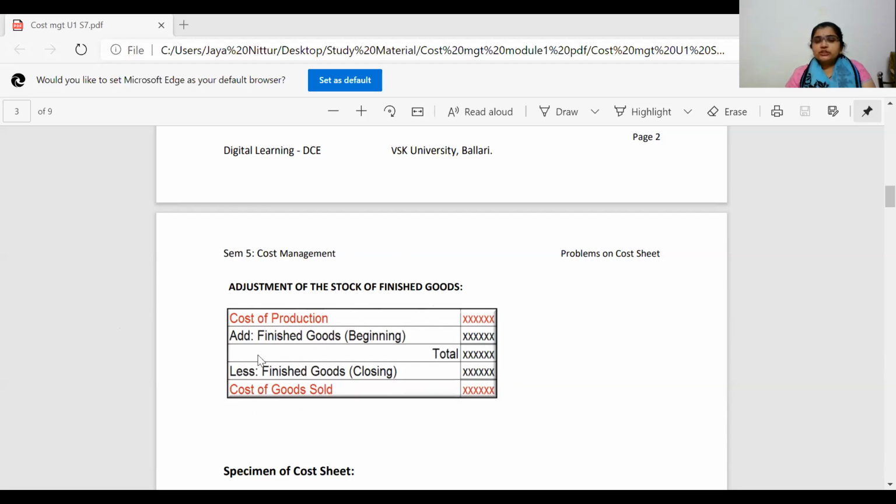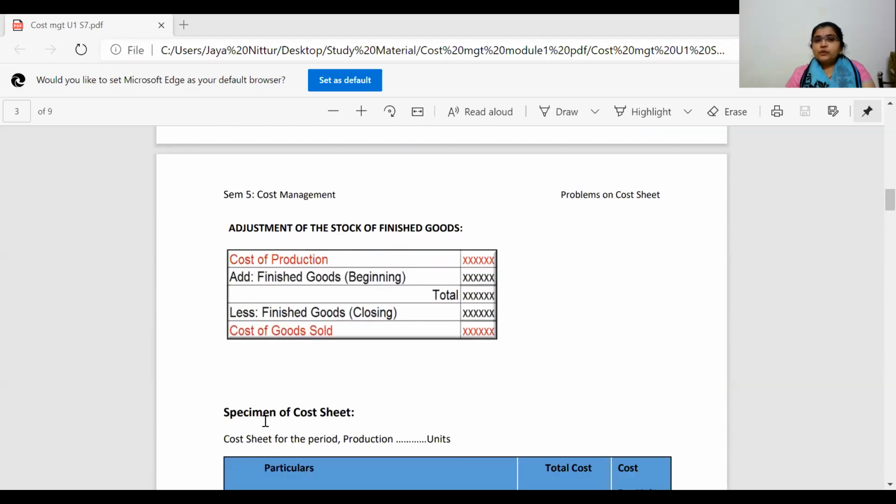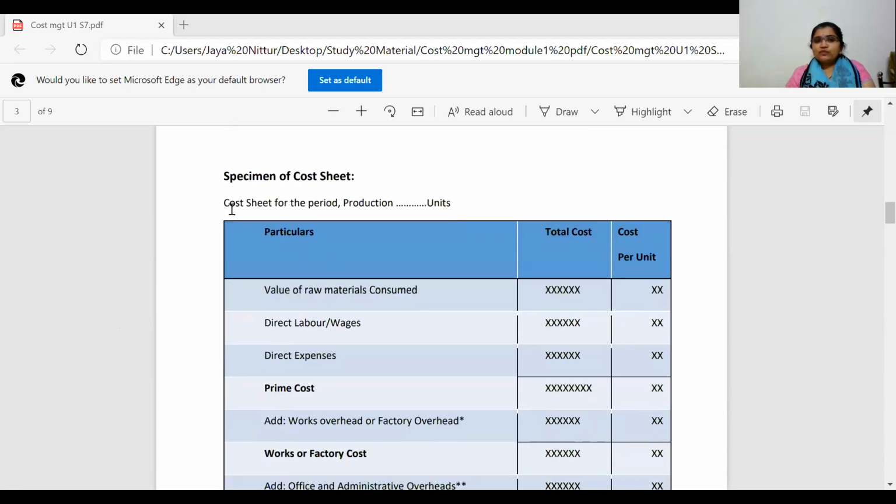That cost of production needs to be added to the opening stock of finished goods and the closing stock of finished goods deducted. Then we get the cost of goods sold. This is the specimen of a cost sheet, where you can refer to what exactly needs to be considered. As I already told you, there are two columns here, total cost and cost per unit, and an amount column you need to make use of. If you want, you can also draw an inner column.